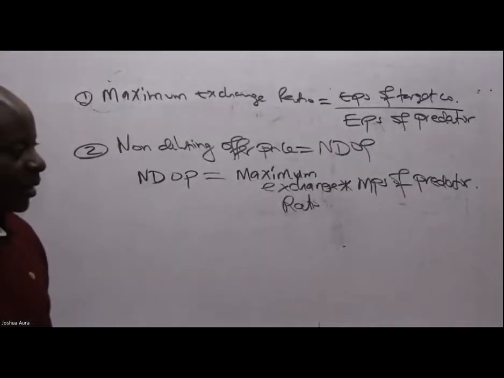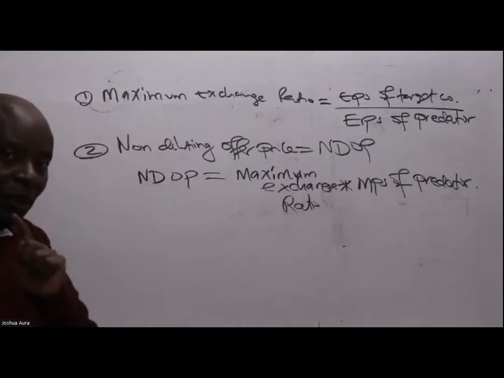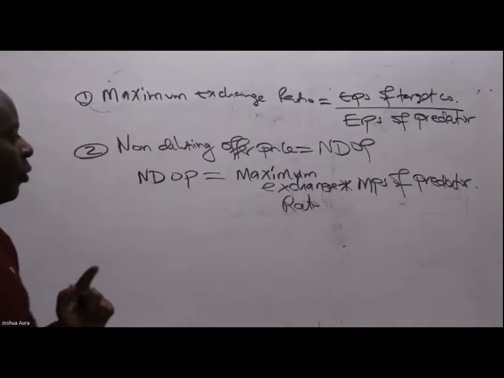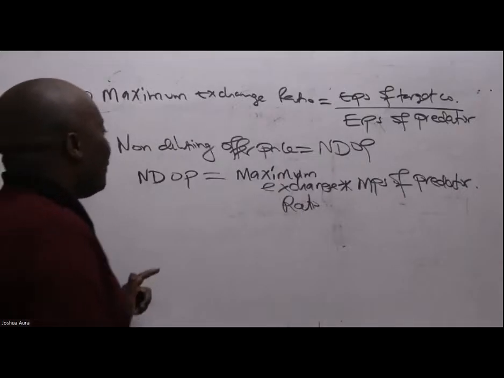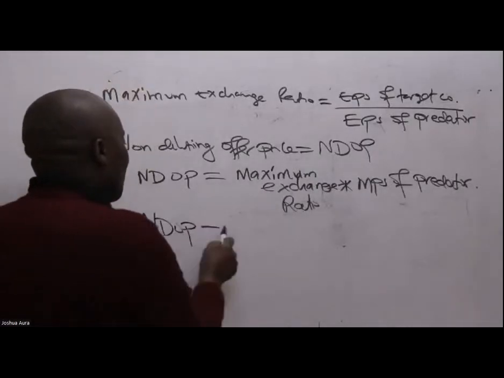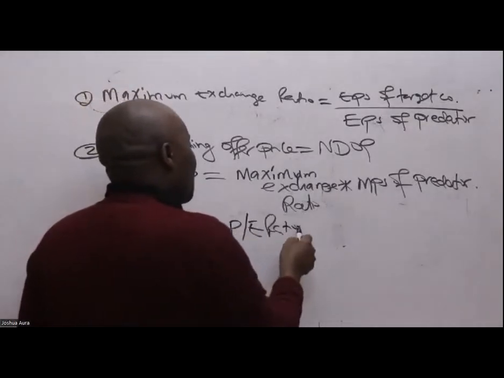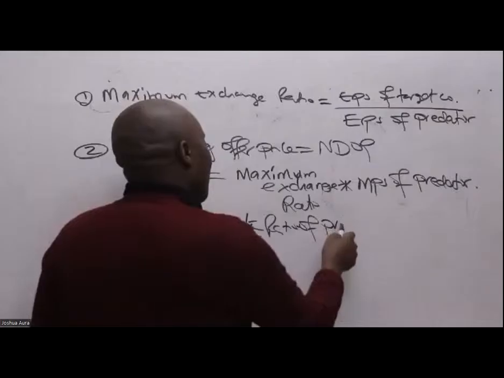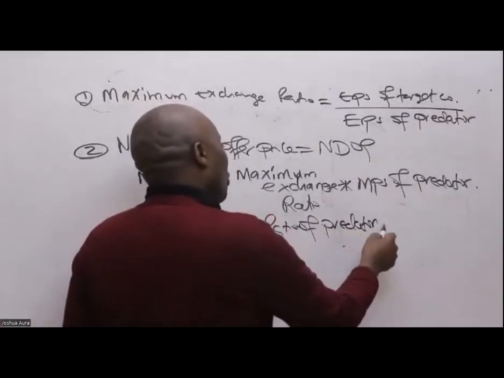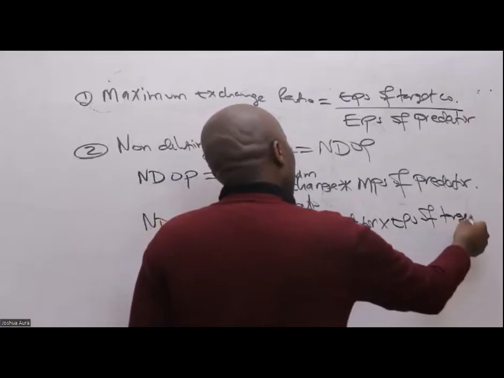Very, very important. And if you want to derive this, like what I'm seeing Mr. George doing there, Mr. George is a bright student. Remember we said that NDOP, if you want to use the longer formula, is PE ratio of predator times EPS of target.